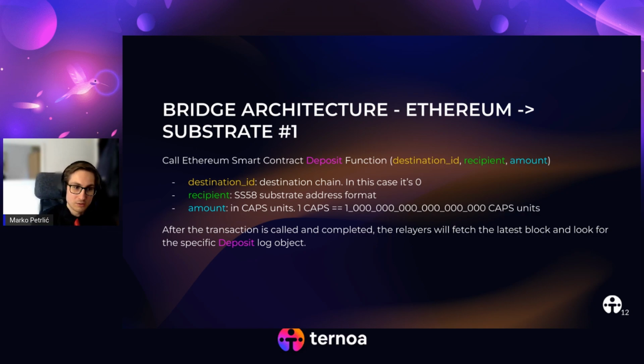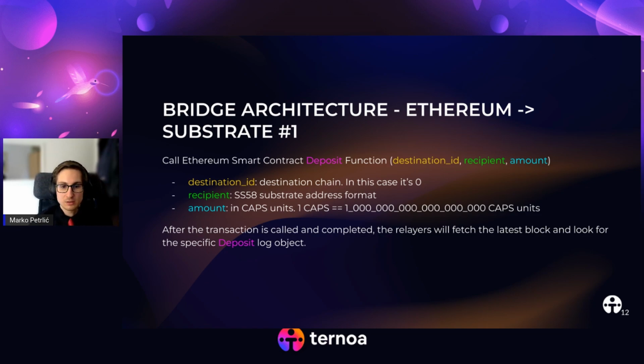Now let's go a bit deeper and look from the code perspective. Now let's take the scenario going from Ethereum to Substrate. From a code perspective, you will call this deposit function on the smart contract that we will deploy. You need to pass the destination ID, that's the destination chain. In this case, if you're going from Ethereum to Substrate, the destination chain is chain with ID 0. You need to write the recipient, which is an address in SS58 format, and the amount of caps that you're sending, but in units. So if you want to send 1 cap, you need to write 1 with 18 zeros.